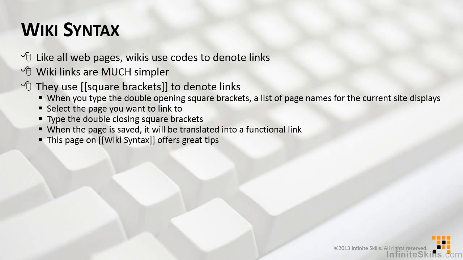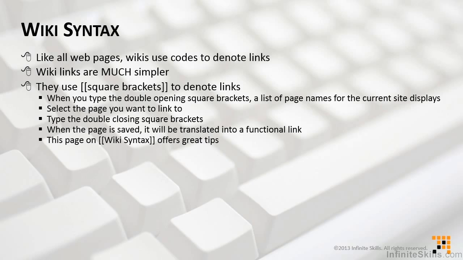Now, as you type the opening square brackets, SharePoint is going to be nice enough to display a drop-down list of web pages that are in that site. So you don't have to remember the exact name of a web page. All you have to do is select it from the list. After you've selected from the list, then simply type double closing square brackets. When the page is saved, that typing will be translated into a functional link.